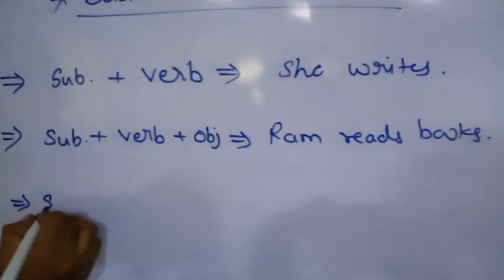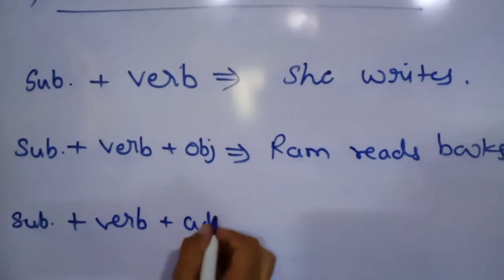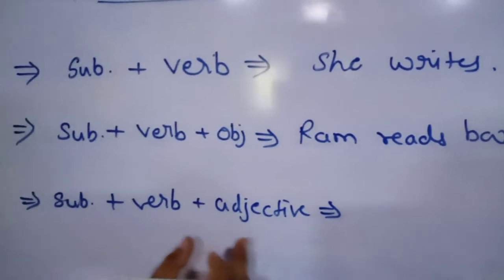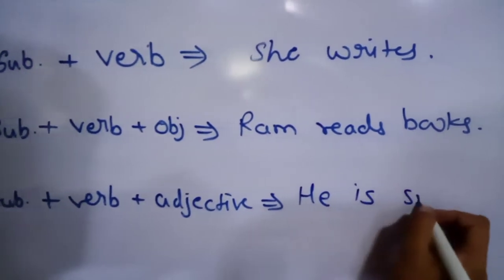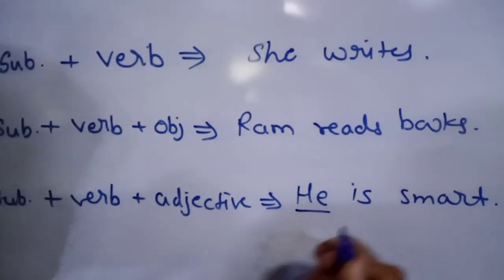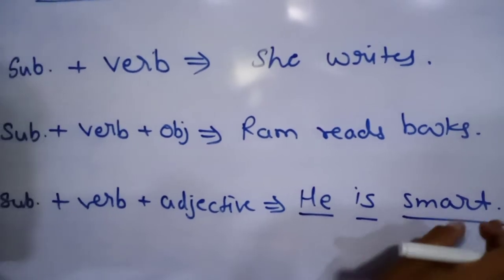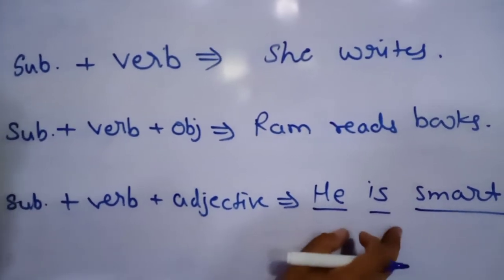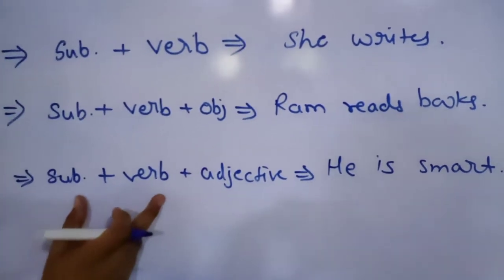After that we have subject plus verb plus adjective. So here we have subject plus verb plus adjective. So, he is smart. Here we have the subject he, verb is, and adjective smart. This word adjective is saying the smartness of he. So he is smart. This group of words also makes complete sense, so it is also called a sentence. That is one of the patterns of a sentence.